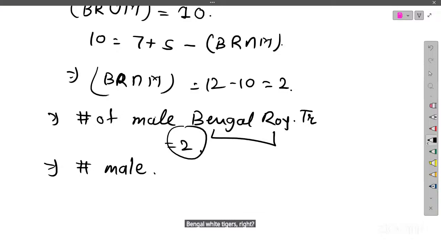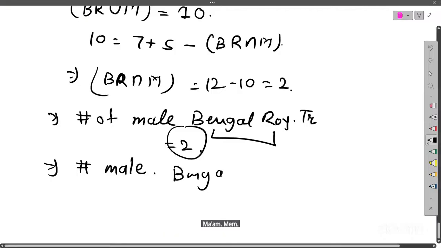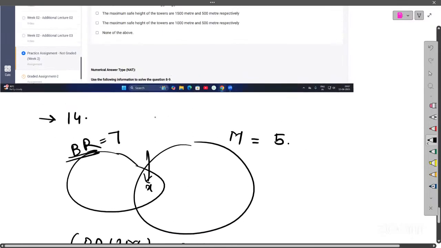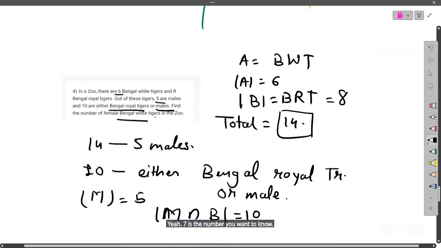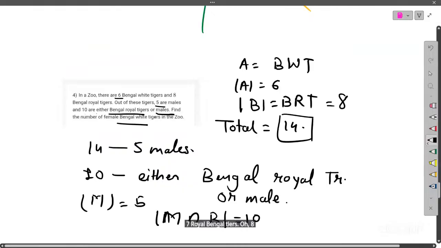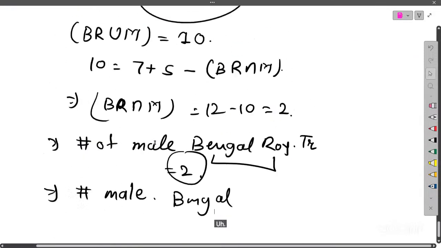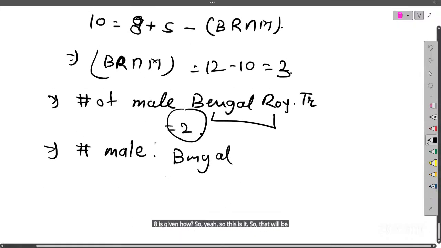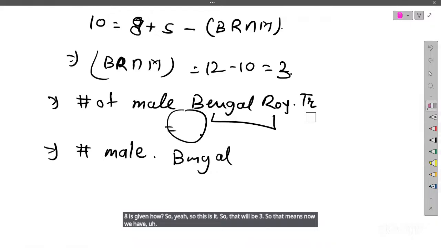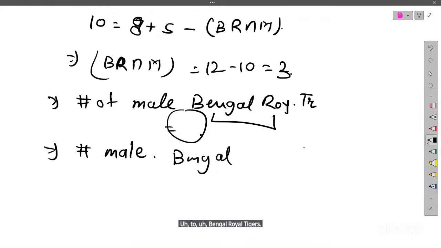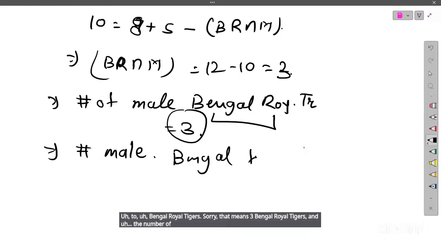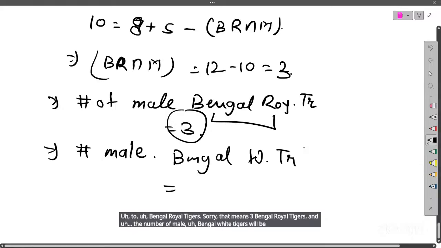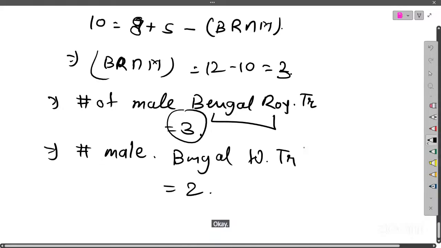Ma'am, why have we taken 7 there for the royal tigers? 7 is the number given to us, no? 7 Royal Bengal tigers. Oh, 8 is given to us, sorry. So this is 8, so that will be 3. So that means we have 3 Bengal Royal Tigers, and the number of male Bengal white tigers will be 5 minus 3, that is 2.